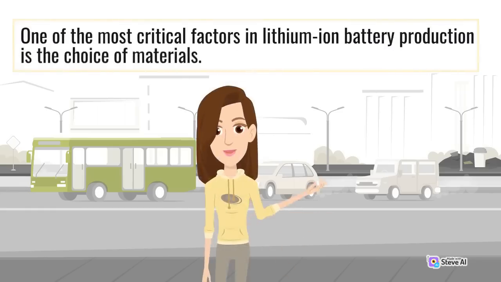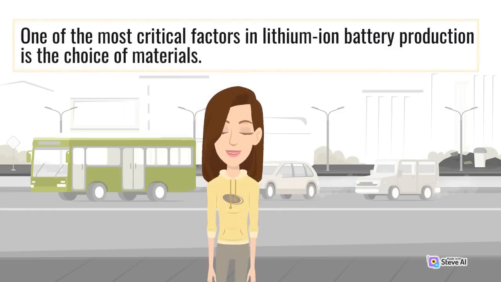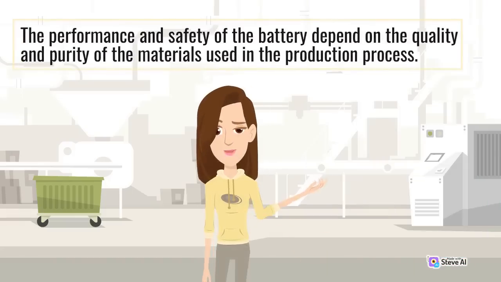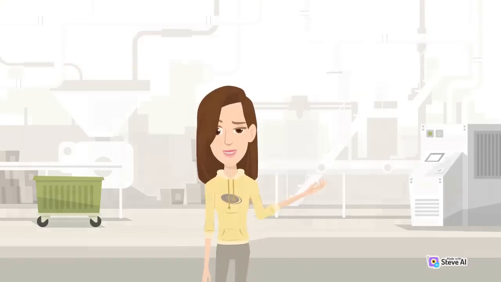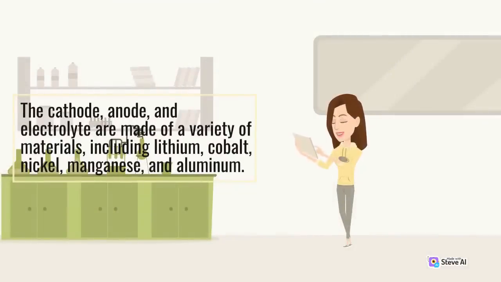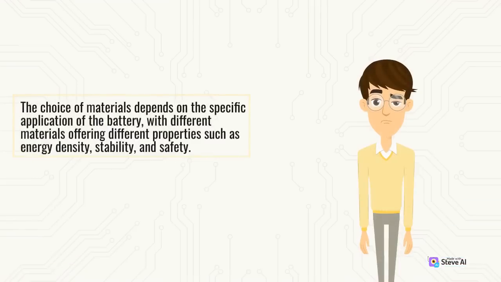One of the most critical factors in lithium-ion battery production is the choice of materials. The performance and safety of the battery depend on the quality and purity of the materials used in the production process. The cathode, anode, and electrolyte are made of a variety of materials, including lithium, cobalt, nickel, manganese, and aluminum. The choice of materials depends on the specific application of the battery, with different materials offering different properties such as energy density, stability, and safety.